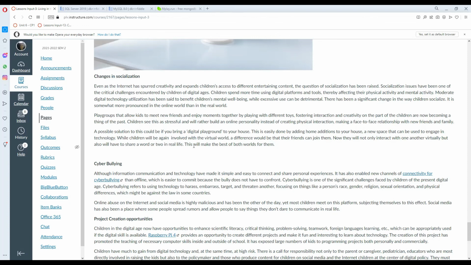A possible solution to this could be to bring a digital playground to your house. This is done by adding home additions to your house and the space that can be used to engage in technology. While children will again be involved with the virtual world, a difference would be that their friends can now join them.